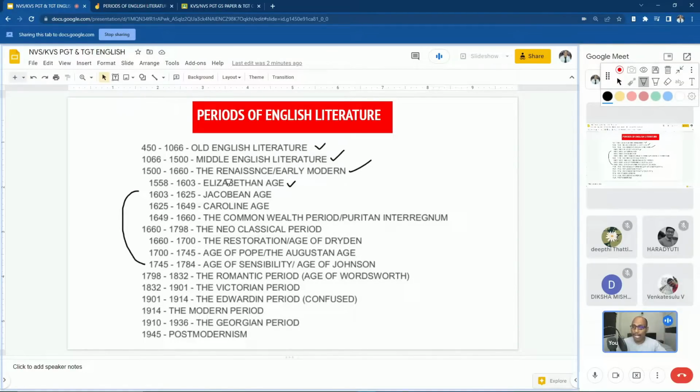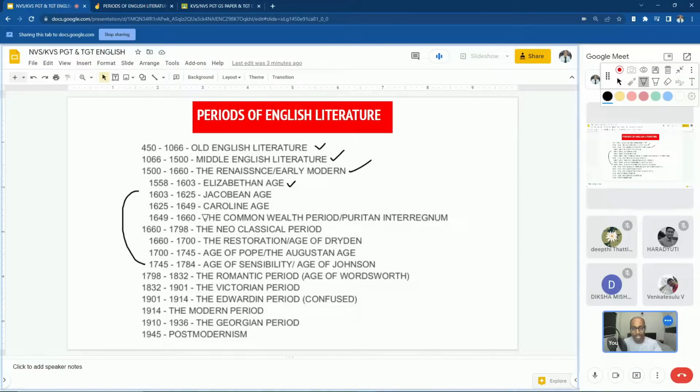According to the syllabus, we have to move from the Elizabethan age to the Romantic period, correct? Yeah. But what about these ages: Jacobian, Caroline, Commonwealth, Neoclassical period, Restoration period, Age of Pope, Age of Sensibility? At least we should know some information in these ages so that there will be connectivity. Otherwise, why would I waste your valuable time and take extra classes for completing the syllabus which is not part of your examination?